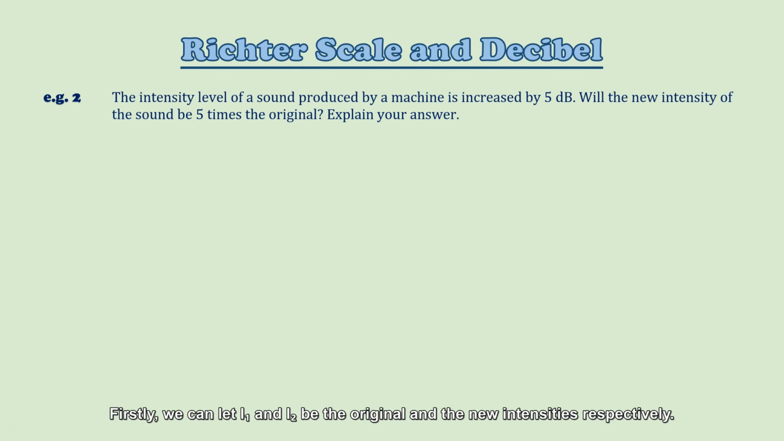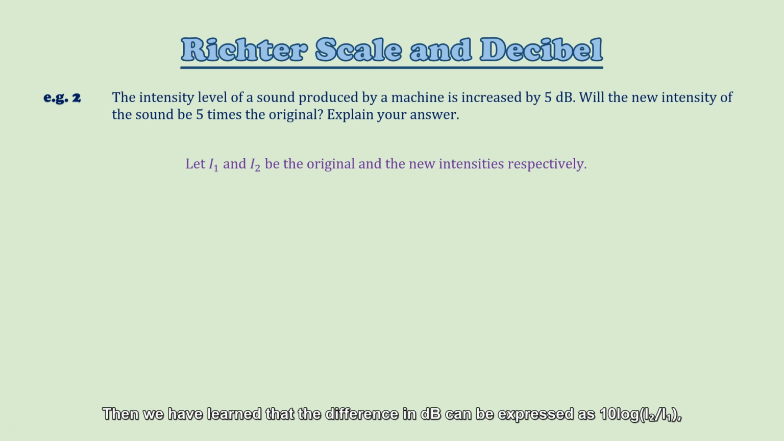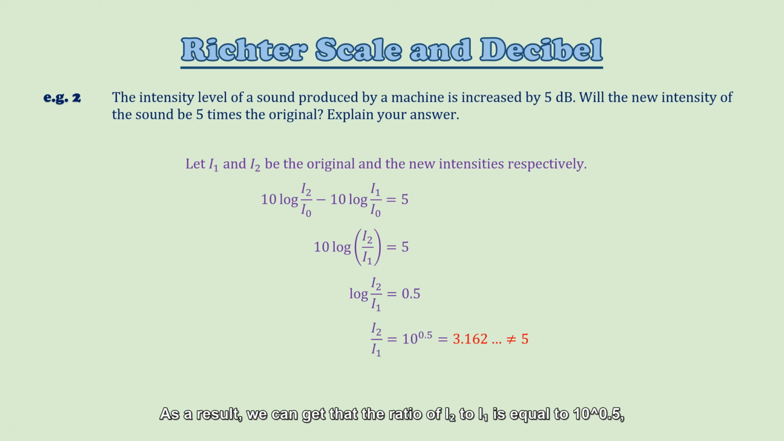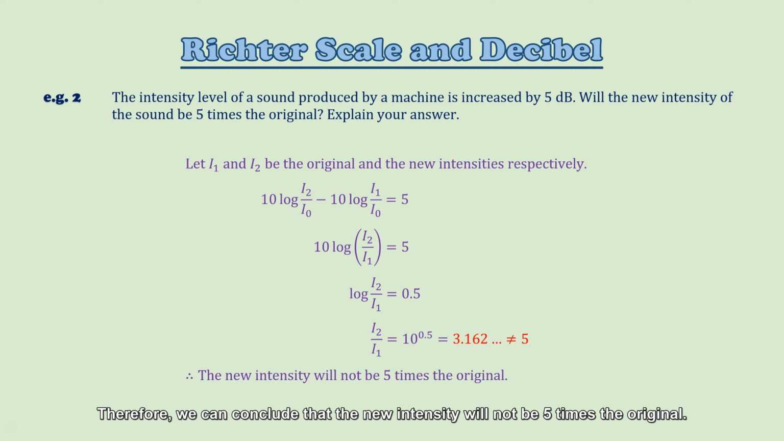Firstly, we can let I1 and I2 be the original and the new intensities respectively. Then we have learned that the difference in dB can be expressed as 10 times the logarithm of I2 over I1. So we know that the logarithm of I2 over I1 is equal to 0.5. As a result, we can get that the ratio of I2 to I1 is equal to 10 to the power 0.5, and it is not equal to 5. Therefore, we can conclude that the new intensity will not be 5 times the original. This is how we can handle mathematical problems related to the Richter scale and decibel.